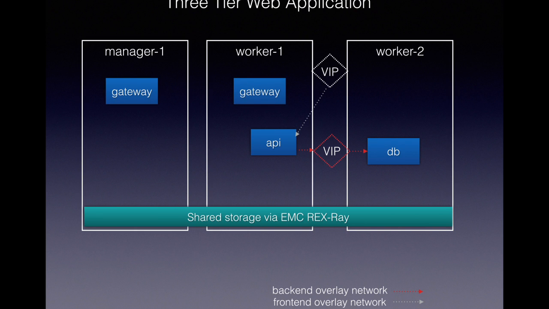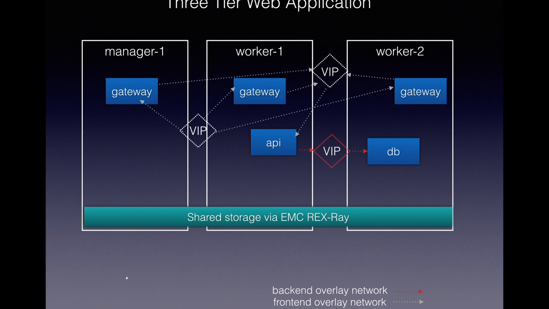The next service will be our gateway or Nginx service, which will serve as the basis for our static content, and that will also be on the front-end overlay network. We can see that all of these services have a virtual IP that's assigned by the Docker Swarm automatically that allows it to load balance between instances of that service. The gateway will connect to the API service, and this will allow us then to have the flow from the front end to the back end.